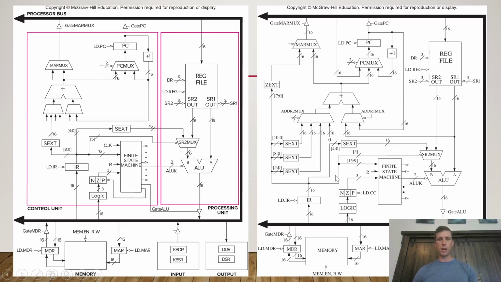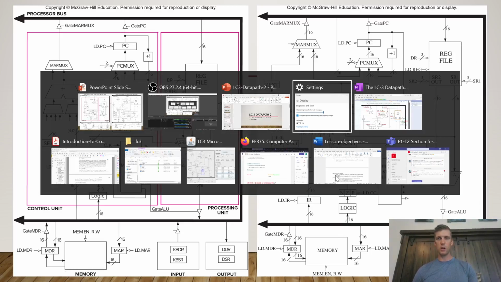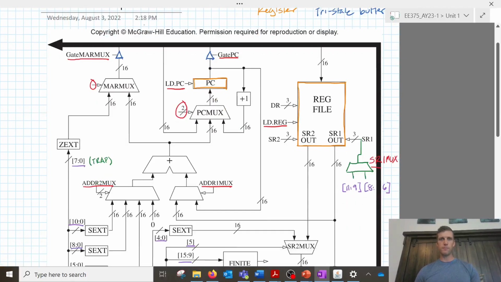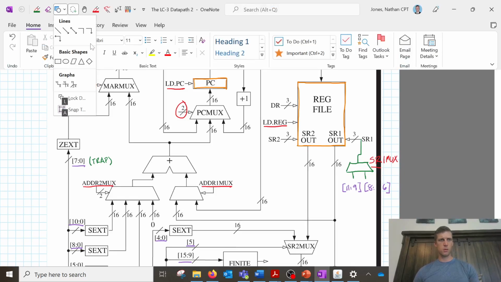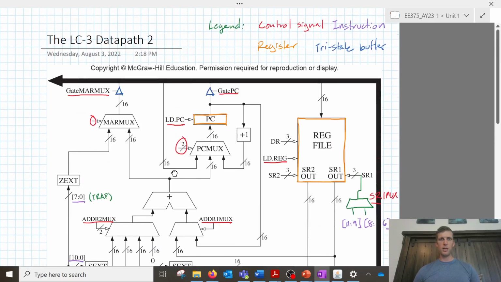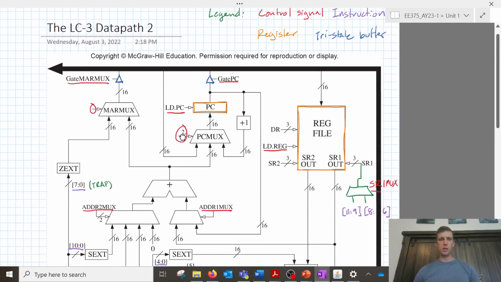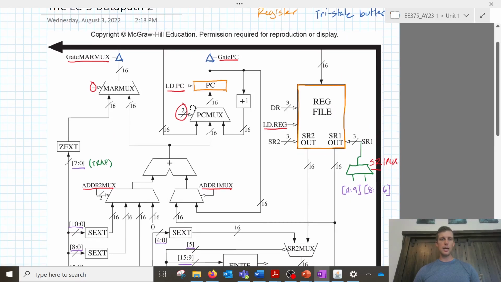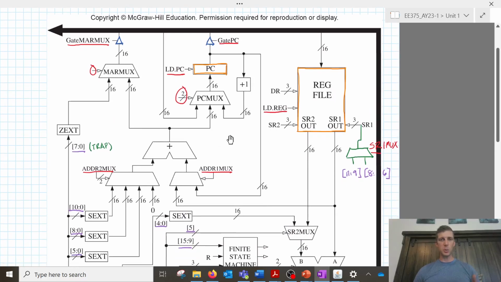Okay, so what I want to do now is jump into OneNote so that we can take a look at this a little closer and highlight the differences. So I'm not going to belabor the same points that I did last time, right? So at this point, hopefully, the fact that the program counter is its register and it has a tri-state buffer because it's talking to the processor bus is nothing new.